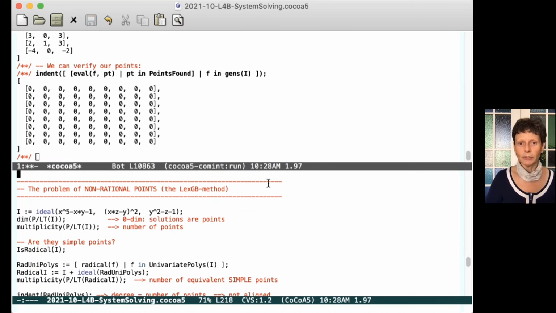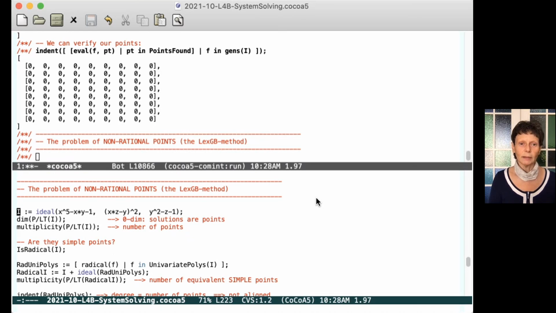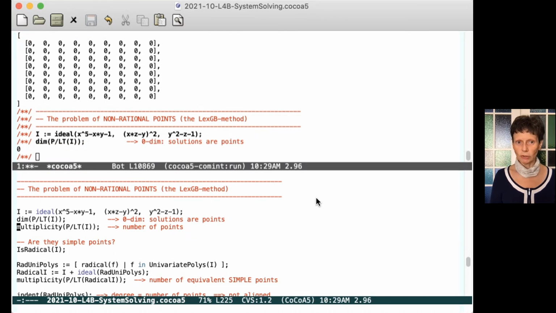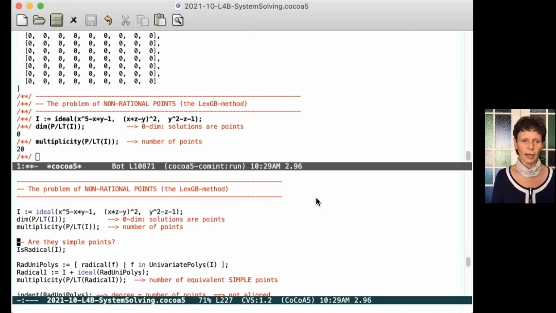At the end, we talk about non-rational points, because of course, if I write the points, they are rationals, because in CoCoA I can only write integer or rational numbers. But what happens if I take an ideal like this one? I write an ideal, I have no idea what the solutions of this system are, but I can compute the dimension, 0-dimensional. Okay, so there are only points as solutions, and there are 20 points as solutions.